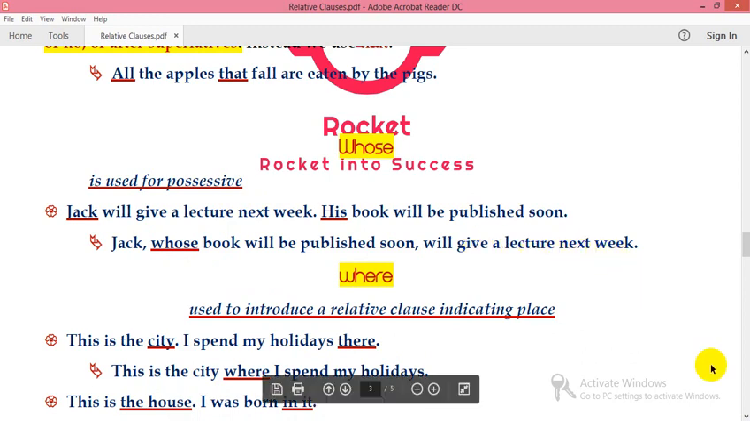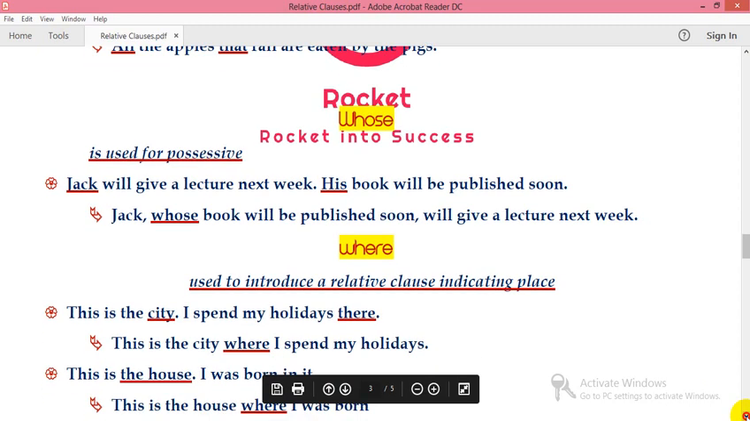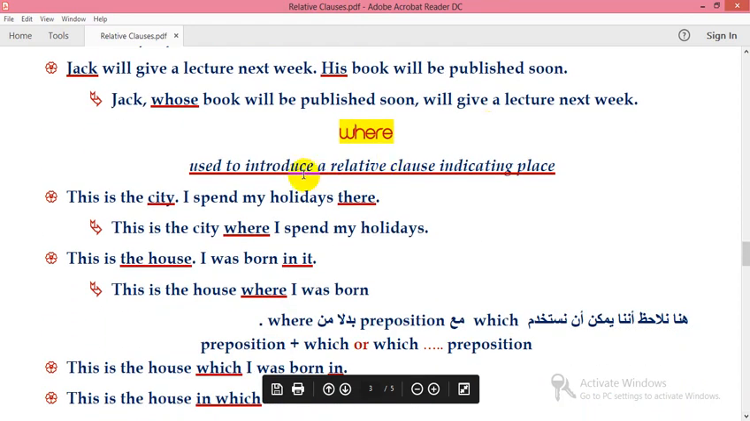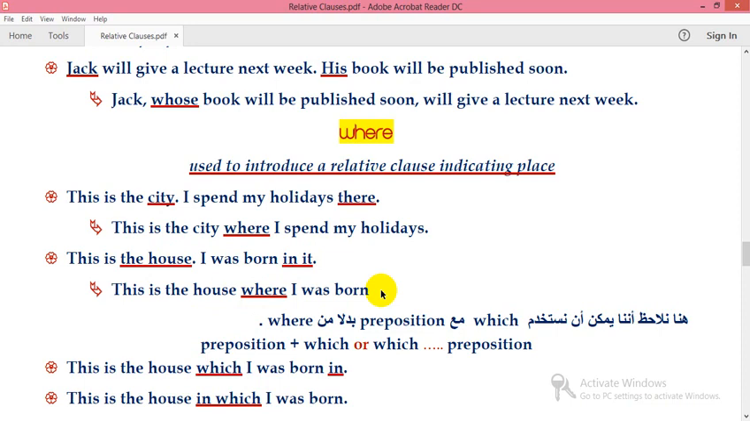The adverbs where and when. Where is used to introduce a relative clause indicating place. This is the city. I spend my holidays there. This is the city where I spend my holidays. This is the house. I was born in it. This is the house where I was born.